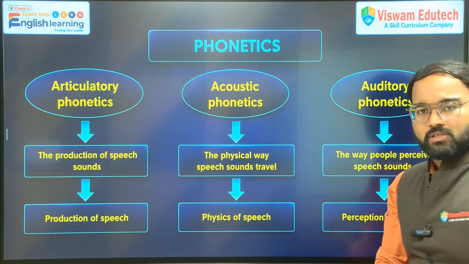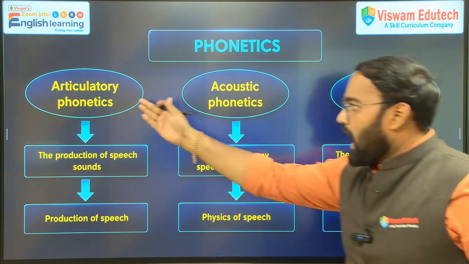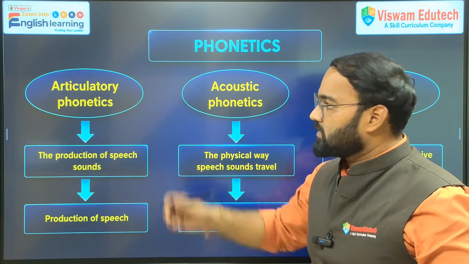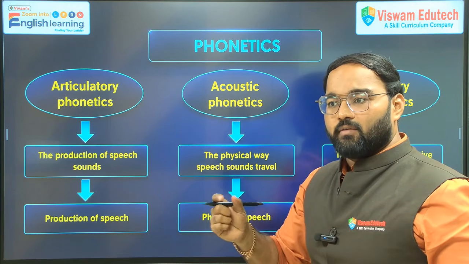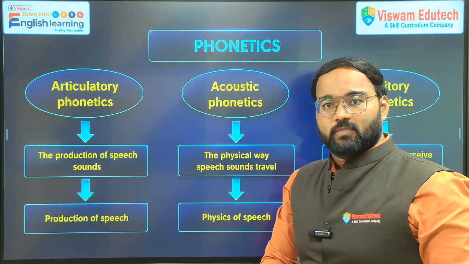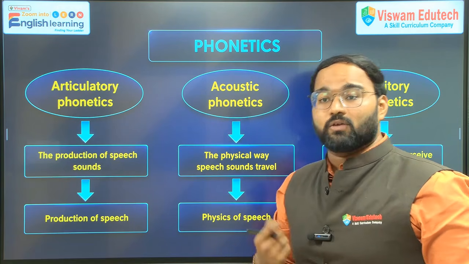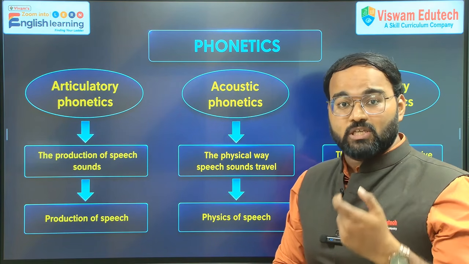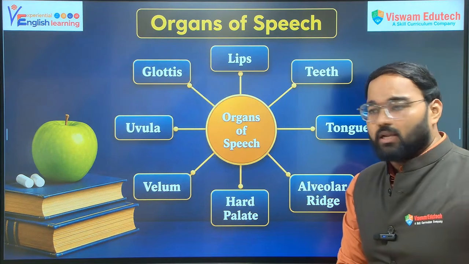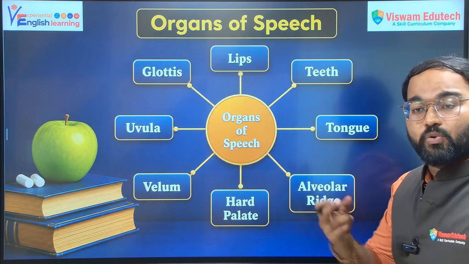So, we study sound in the following ways. Articulatory phonetics. In articulatory phonetics, the study of a sound will be in such a way how a sound is produced. To produce a sound, we use our mouth, right? And we have organs of speech inside our mouth through which we produce a sound. So, for example, these are the organs of speech which we use to produce a sound.